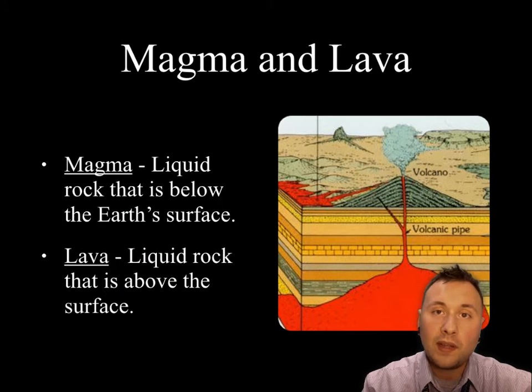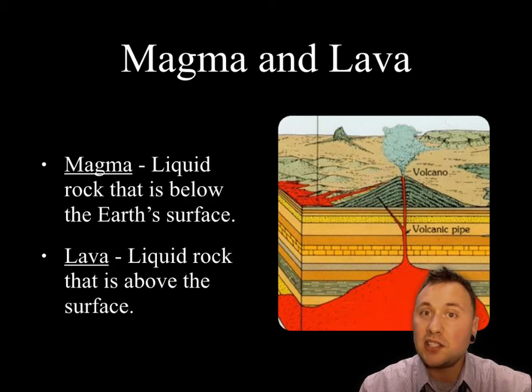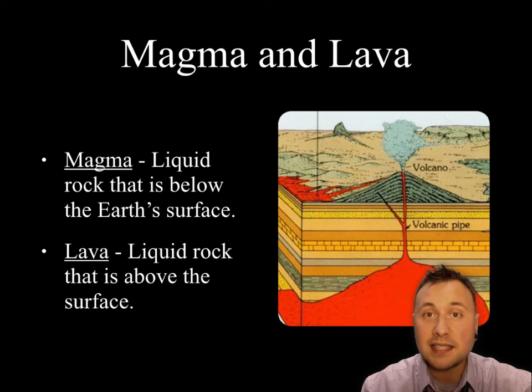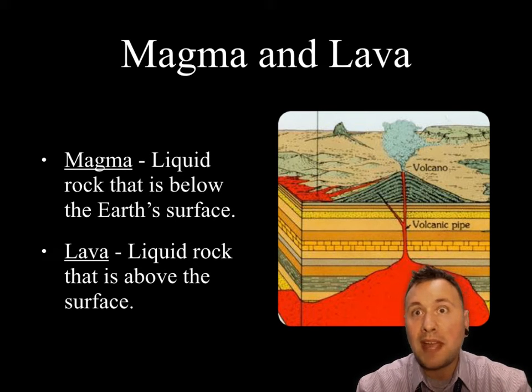Now, we got to talk about magma and lava before we get into igneous rock. Igneous rock is rock that comes from magma or lava. That's basically it. That's your basic definition. Without magma or lava, you're not going to form that cooled rock. Once it cools down and hardens, it turns into it.